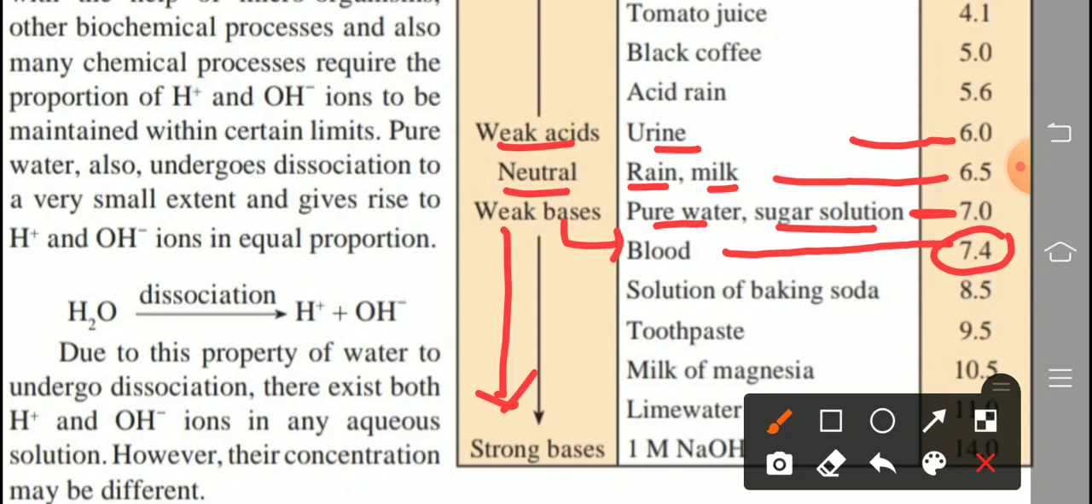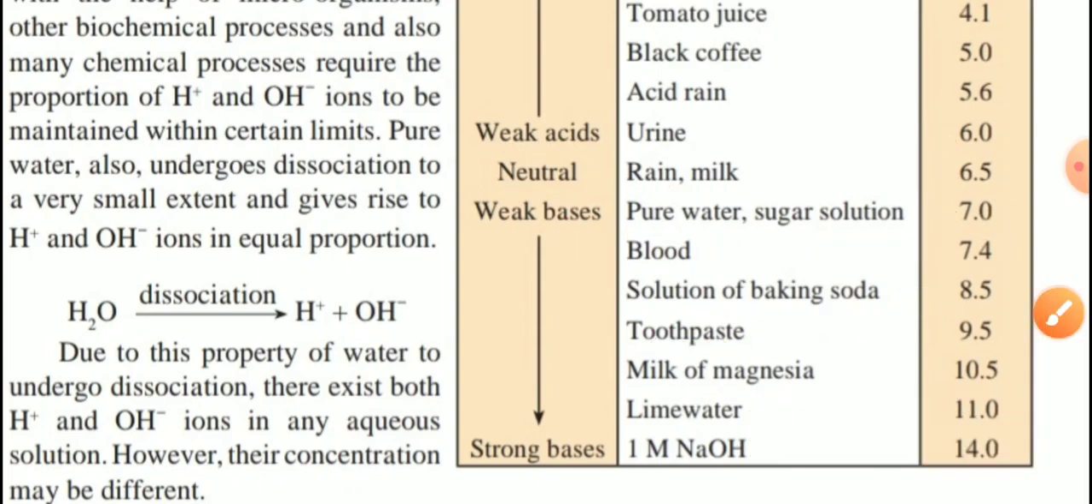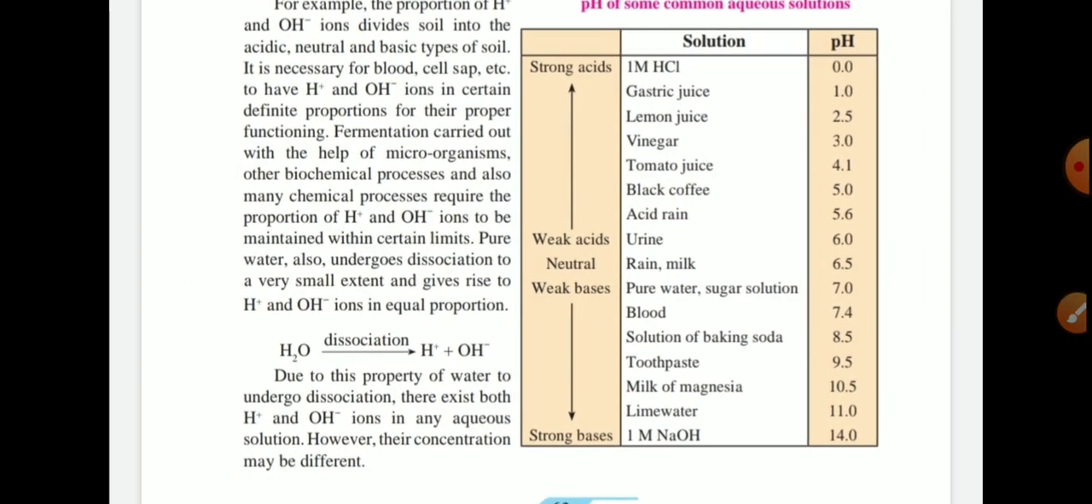What is the next example given? A solution of baking soda, approximate pH 8.5. Toothpaste, approximate pH 9.5. Milk of magnesia 10.5, lime water 11, and a strong base, 1 molar NaOH, that is sodium hydroxide solution, shows pH 14. So what is the range? 0 to 14.